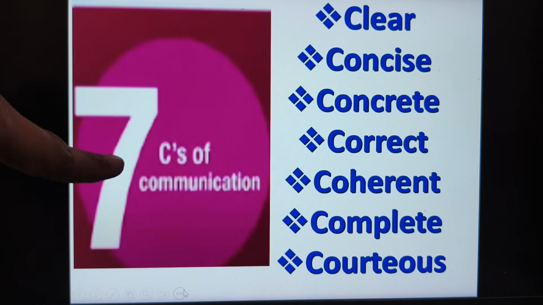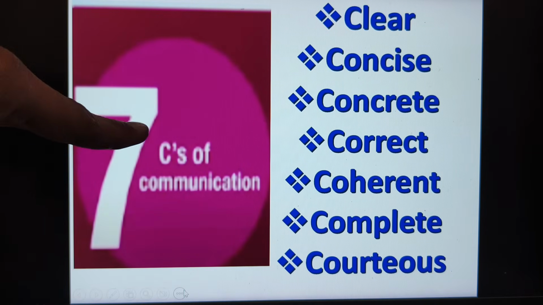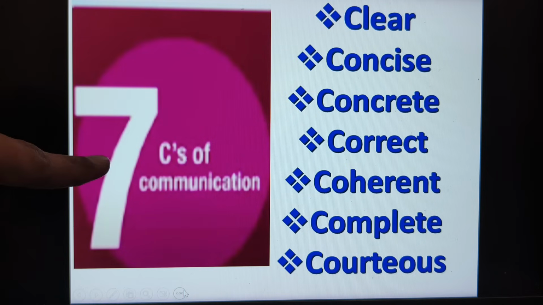And now if you just look here friends, 7 C's of communication.